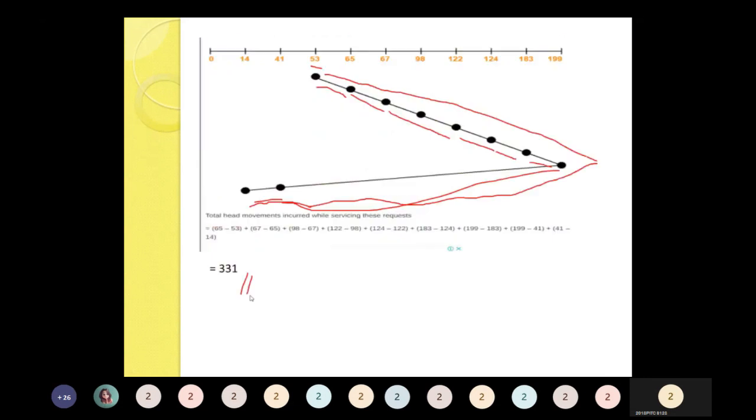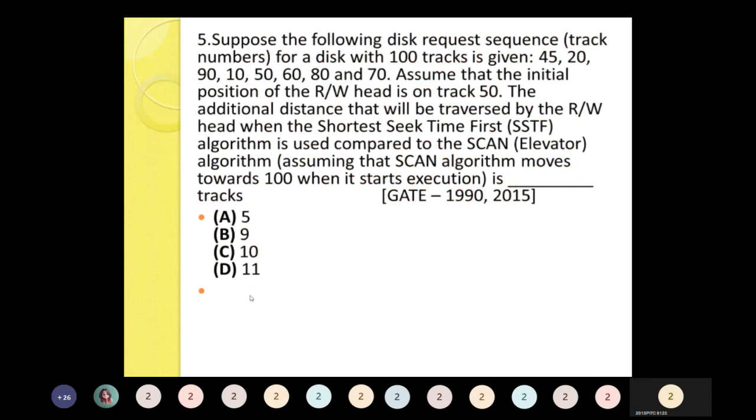Okay, the next question. Suppose the following request sequence for a 100 track disk is given: 45, 20. So 100 track means they have not written all the 100 tracks. It means only some amount of requests they are mentioning. Here 45, 20, 90, 80 and 70. These are the requests. Assume that the initial position of the read-write head is 50. That is, here my current position is 50.